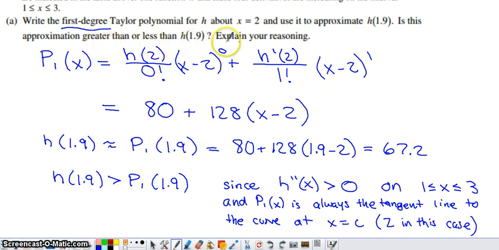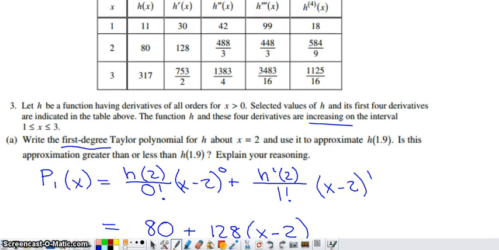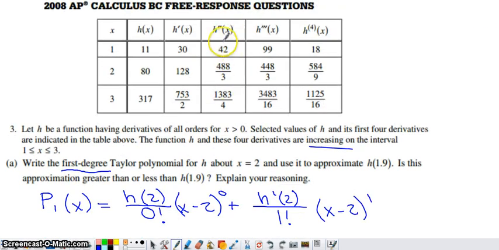It also asks whether this approximation is greater or less than h of 1.9 and to explain your reasoning. Now I've said right here that h of 1.9 is going to be above the first degree Taylor polynomial approximation at 1.9. And the reason why is because there's this little bit in the problem statement about the function h and its 4 derivatives all increasing on the interval from 1 to 3. What that would mean is that our second derivative is increasing. And the reason why I'm looking at this column for the second derivative is we have a positive value, and then it gets to be a more and more positive value as the x value gets carried forward.